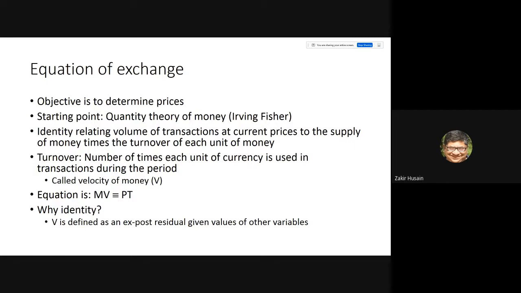So this is an identity. It is an identity which relates the volume of transactions at current prices to the supply of money into the turnover of each unit of money. What is turnover? Suppose I give you a 500 rupee note. You go and buy something which is worth 500, right? Now the shopkeeper has got the 500. The shopkeeper will use the 500 to buy something else.